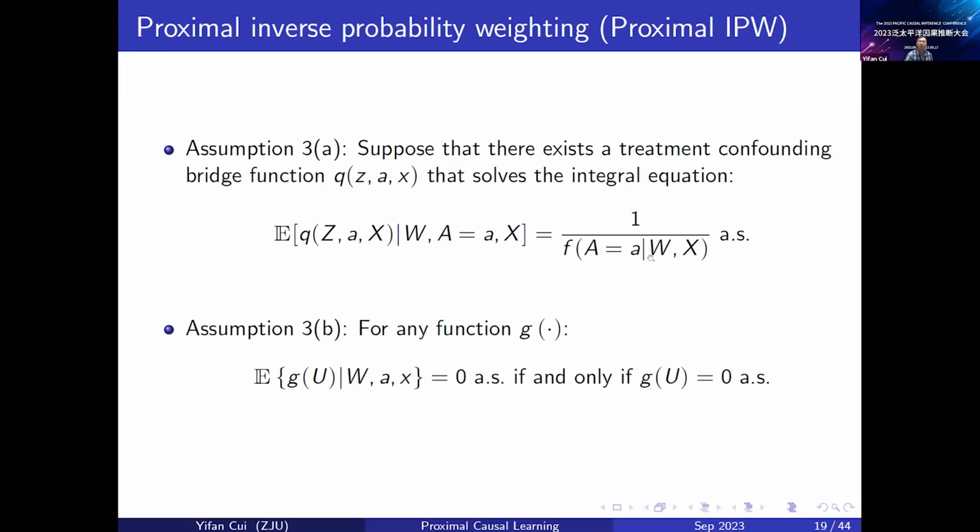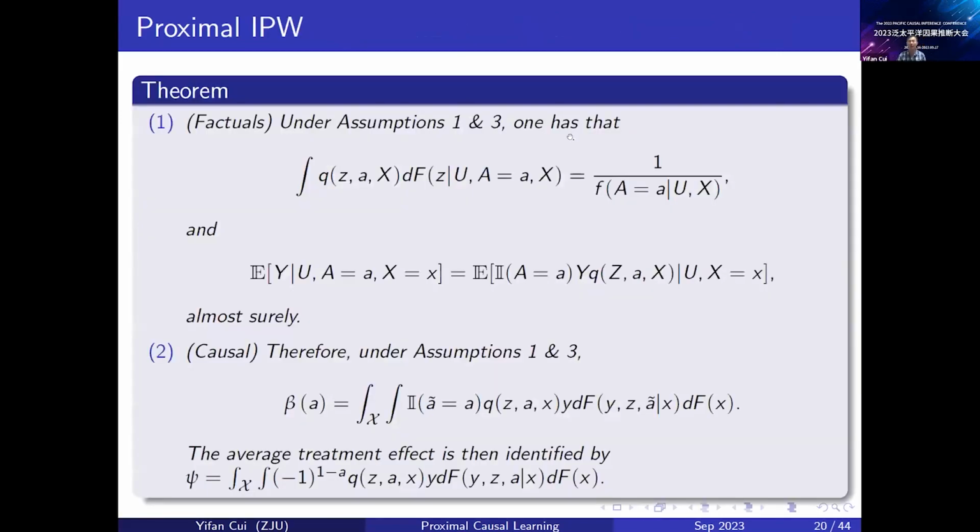In the paper, we discuss what the form of this q function would be when the propensity score is logistic. And we also require assumption 3b, which is another completeness condition. So the expectation of g(U) given W, A, and X equals 0 if and only if g(U) equals 0. So we want the variability of W to be larger than the variability of U. Okay, together with assumption 1, where we also need to correctly classify L into X, Z, and W, we have the expectation of q given U, A, and X equals 1 over the propensity score, the density of A given U and X.